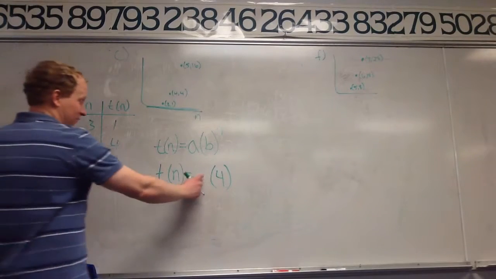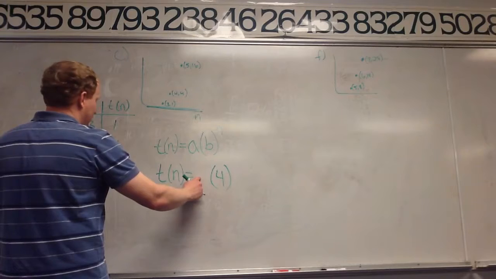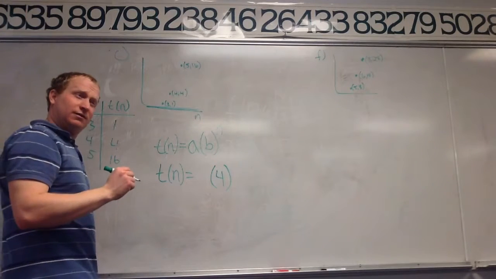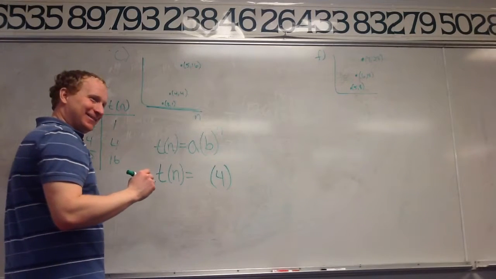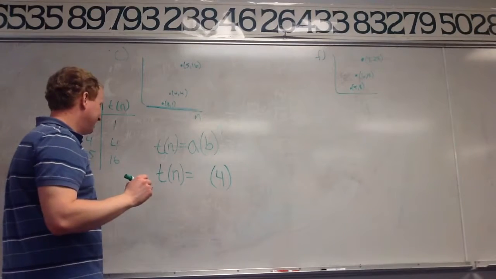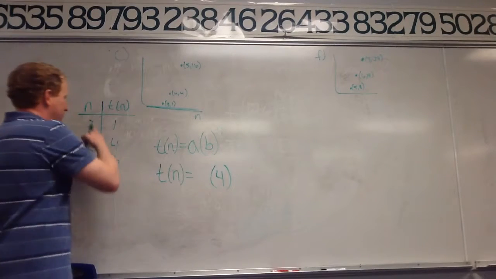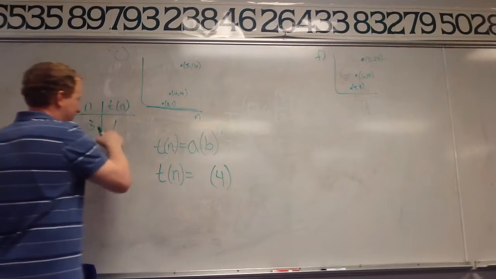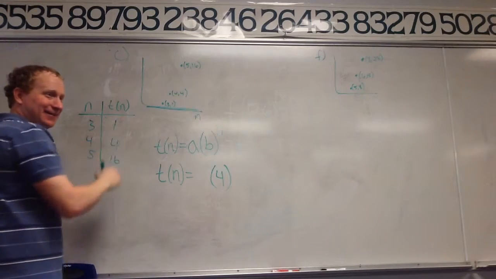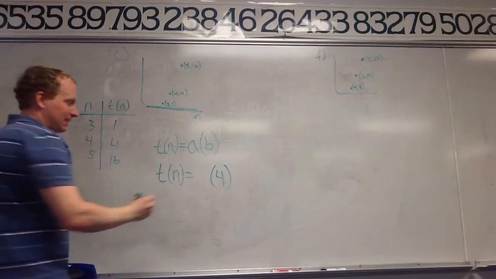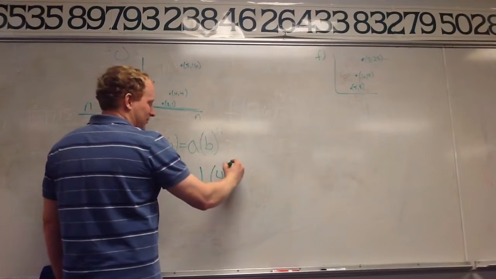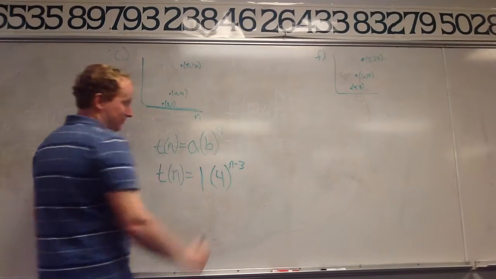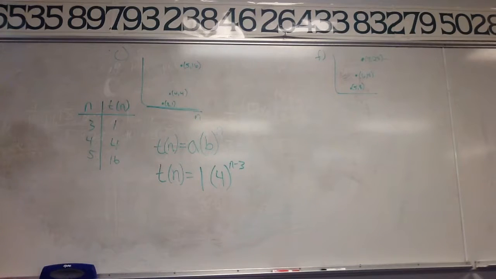3 right here? Put 1 first. Remember, when you plug this number in for n, you should get this number for t of n. It's T of n equals 4 to the n minus 3, and then 1 on top. Subtract 3. That would be it. Does that work?